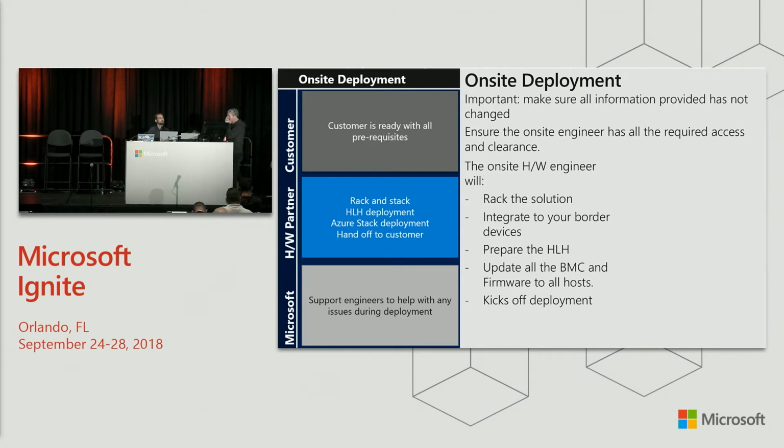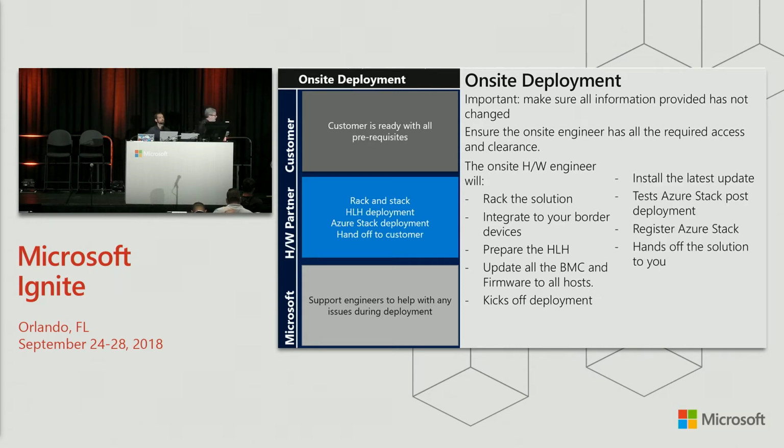So they will deploy the hardware, the HLH, the hardware lifecycle host, and then they will make sure that everything is updated properly, or that your BMCs are properly configured with the proper IP addresses based on what we generated from the deployment sheet. And then they will set up all the credentials and all the requirements that you have in order to access the BMC. Once this is done, if everything is kosher, they will kick off the deployment.